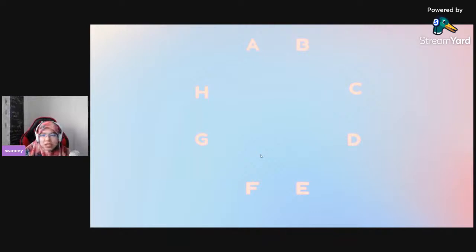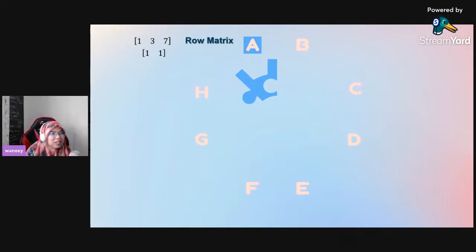Right, so here are some of the types of the matrix. The first one is called the row matrix. As you can see, the matrix only has one row. For example, over here, this is 1 by 3, so one row, 3 columns. And another one is 1 by 2, so one row, 2 columns. This is also known as a row matrix because we only have them in one row.